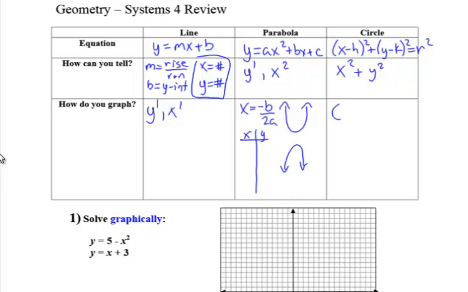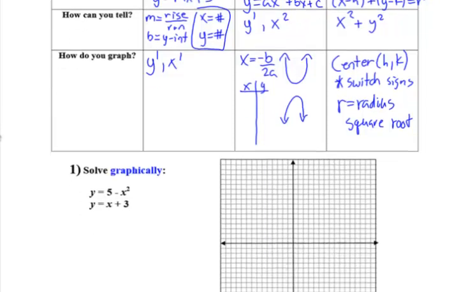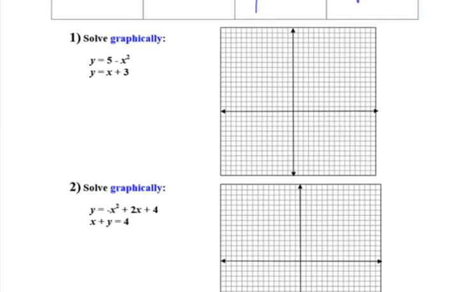And so we're going to graph our center, which is (h, k). Remember, the reminder here is you have to switch the signs, and then our r equals the radius. So for us here, a lot of times that's going to mean we got to do the square root. All right, so 4 examples for us to go through very quickly just to sharpen our skills up. The first is y equals 5 minus x squared and y equals x plus 3.